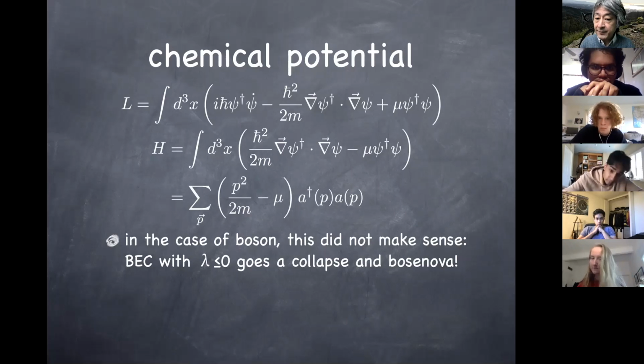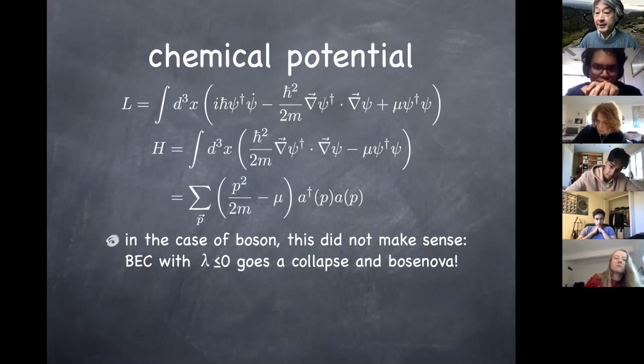But even with the positive chemical potential, without repulsive interactions, which would have stabilized the boson condensate, the positive chemical potential can still make sense in the case of fermions, because you cannot put more particles into the system arbitrarily. You are stuck when you put one in, and you cannot put any more into the system. So even for negative p squared over 2m minus mu, it still gives you a well-defined ground state in the case of fermions. That's a big difference from the case of bosons.